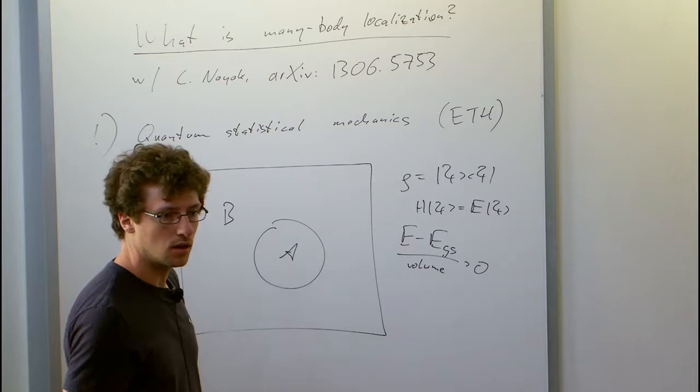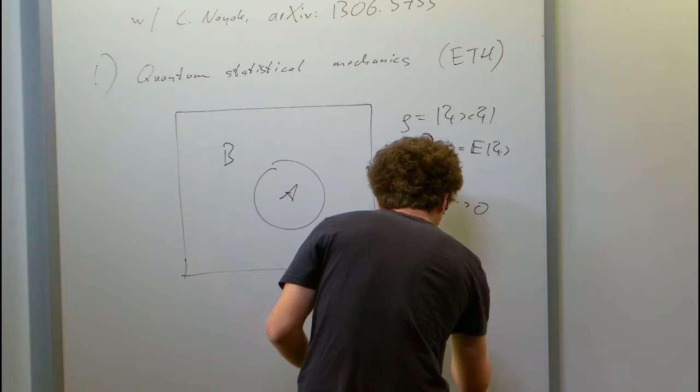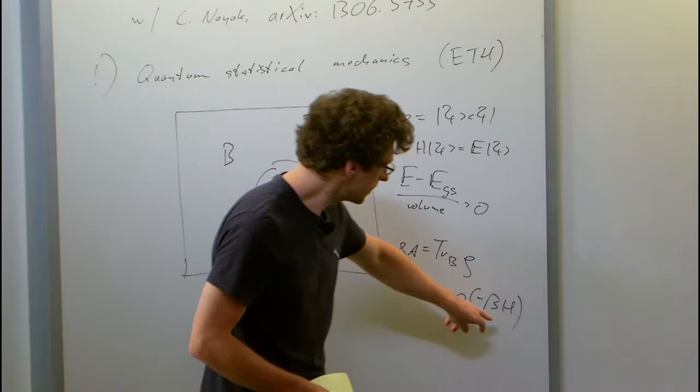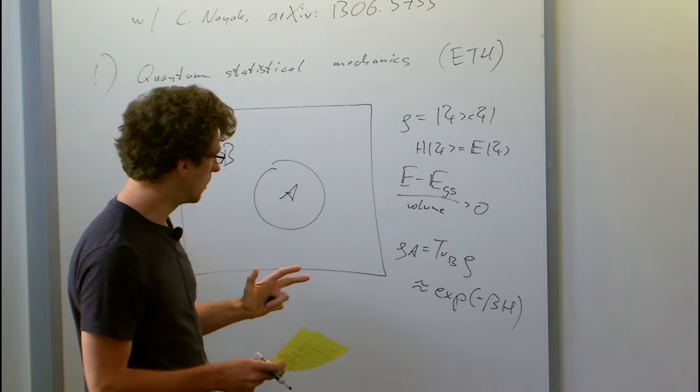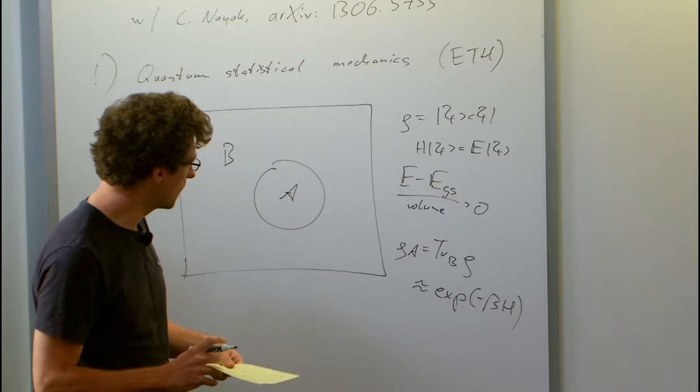So if you look at the reduced density matrix for A, so tracing out everything in B, this is close to some Gibbs ensemble. The Hamiltonian here will generically be the Hamiltonian restricted to region A. And this inverse temperature beta will depend in some way on the energy density above the ground state that I've globally put into the system. And so the expectation is that this is actually very generic behavior.